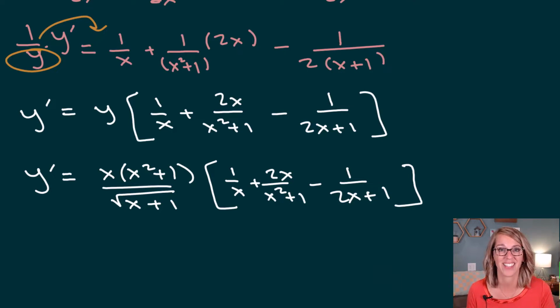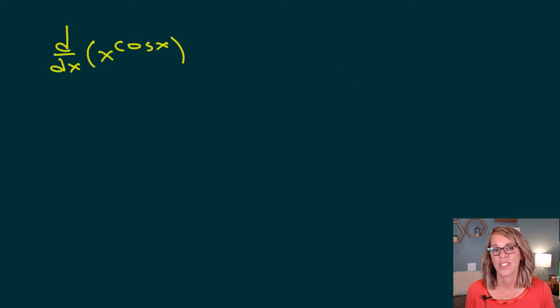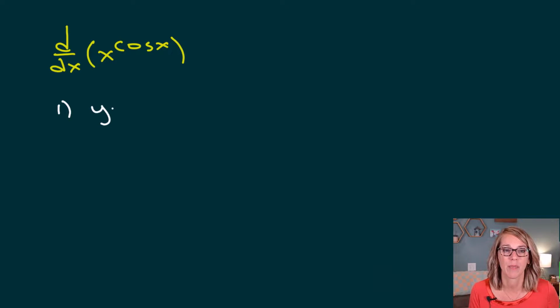I've got one last example for you. I wanted to finish with one like this because in this one we have to use logarithmic differentiation. We didn't actually have to use it in the last example. But in this one, I don't have a choice because it's an x to something in terms of x. So I'm going to start with step number 1, which is to write y equals that function, so x to the cosine x.